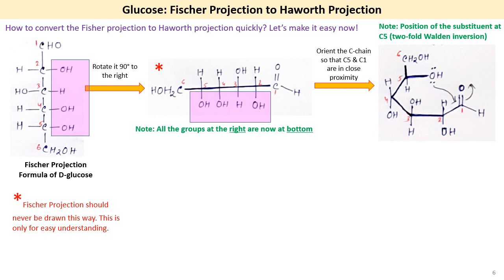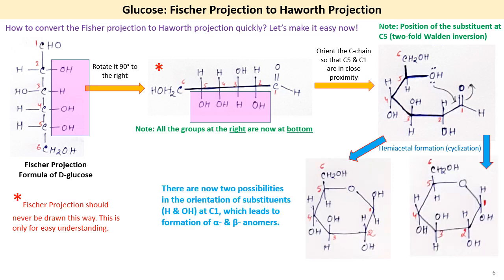You can note that the position of the substituents at C5 has now undergone twofold inversion if you look at the structure in the first two forms. If you practice it, you will understand it better. It's difficult to show it here. Anyway, now if the hemiacetal formation or the cyclization takes place at this structure, what will happen? There are two possibilities. You will get these two ring forms.